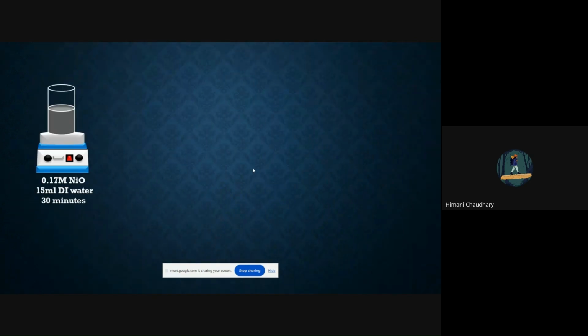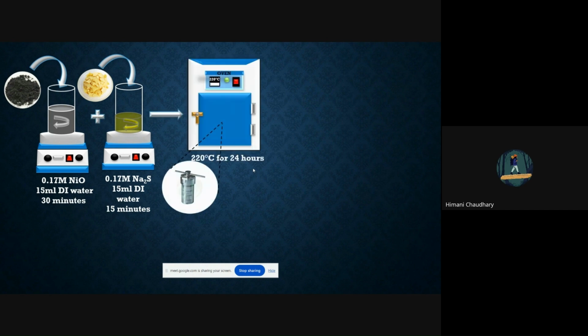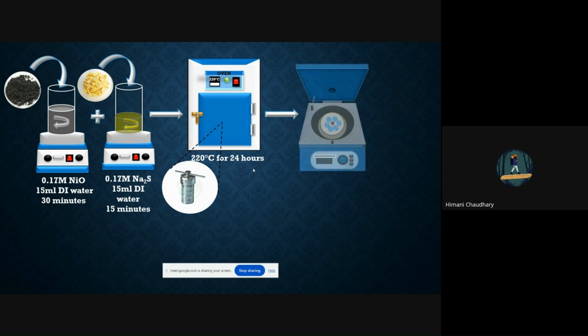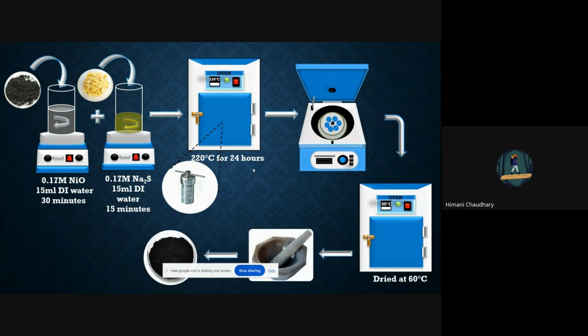First we take 0.1 molarity nickel oxide in 50 ml distilled water, stirring for 30 minutes. Then we take 0.1 molarity of sodium sulfide in 50 ml distilled water and stir for 15 minutes. After the 15 minutes, we add the sodium sulfide to the nickel oxide, and we transfer it to the autoclave and heat it in the furnace, and we centrifuge and dry it in the oven, and we grind it, and we get the nickel oxide, nickel sulfide nanocomposite.